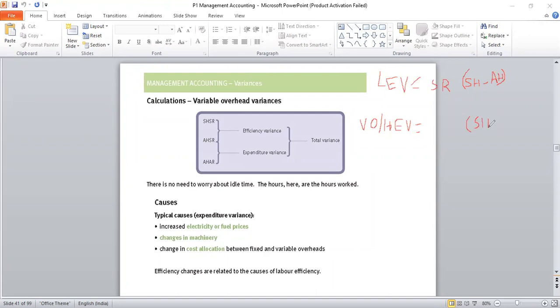In place of standard rate, we would write standard variable overhead rate. Here it is the standard labor rate; there it is the standard variable overhead rate. That is the difference. So you can also make a note of it in your notebook. Standard variable overhead rate.